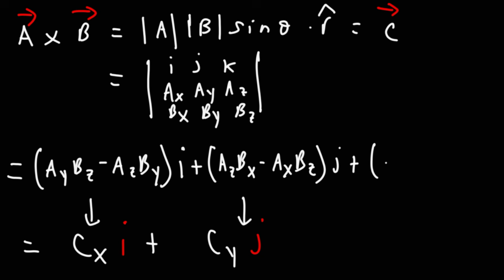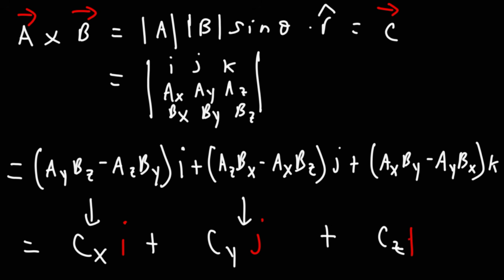Now for the last part, we're going to take the X component of A and multiply it by the Y component of B, minus the Y component of A times the X component of B. And this will give us the Z component of the new vector C. So the result will be a vector quantity which we'll call vector C. That's the result of using the cross product formula to multiply vectors A and B.